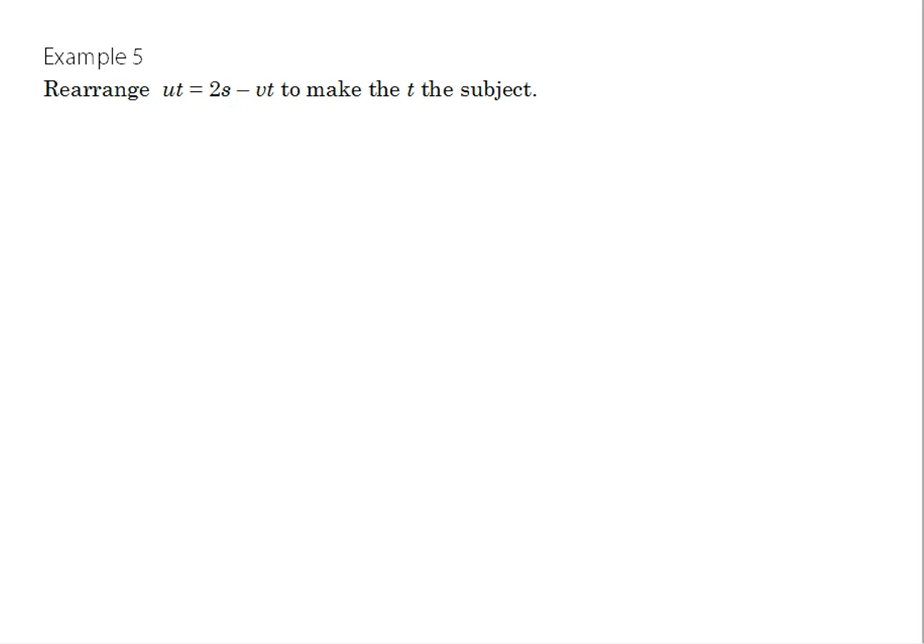So our first problem is getting those t's together, so there's only one t in my equation. So I'm going to start at least by getting them on the same side of the equation. So I'm going to add vt to both sides. So ut plus vt is equal to 2s.